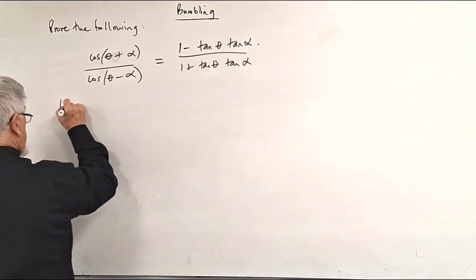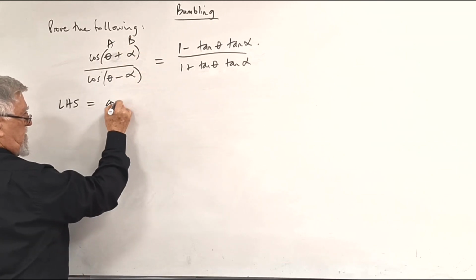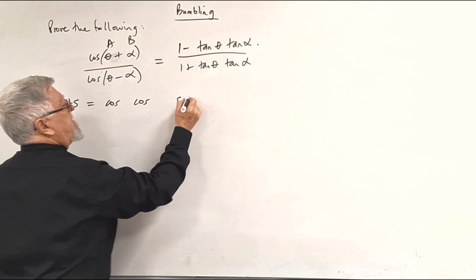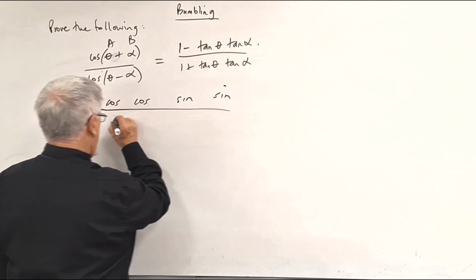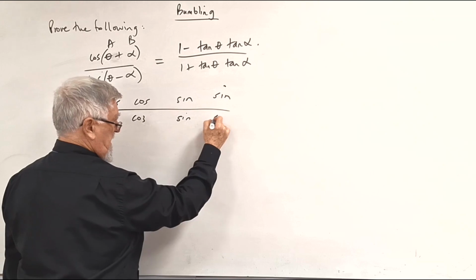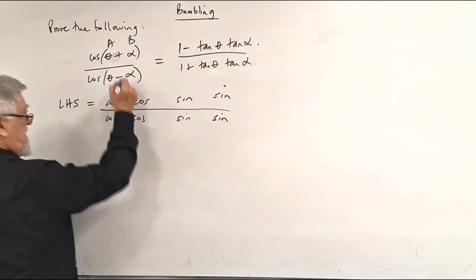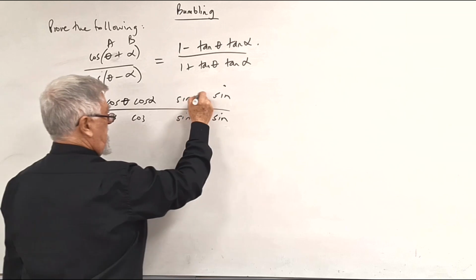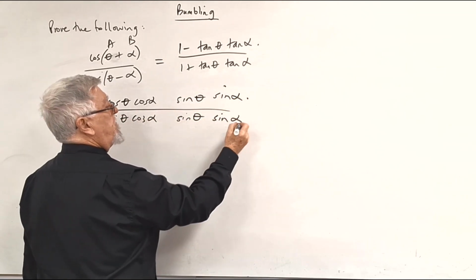So let's start with the left hand side and what we're going to do. That's A and B and that's A and B. So we can go cos, sin. You okay with that? The bottom I can go cos, sin. And I want to get something like that, but it's not going to be anything like it. Let's put the letters in. Theta, alpha, theta, alpha, theta, alpha. What am I using the alpha for?